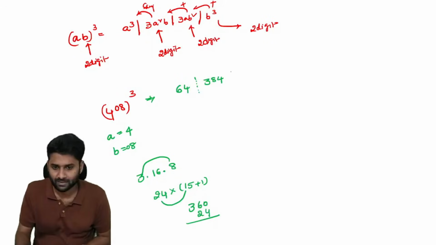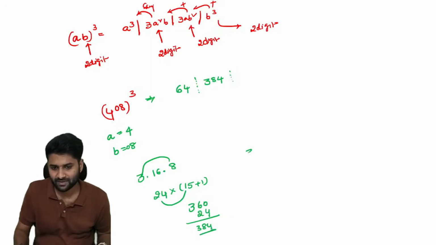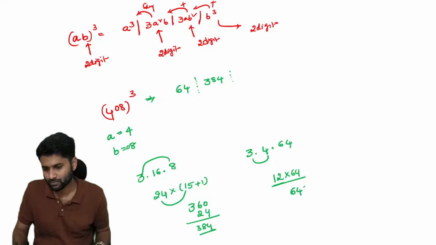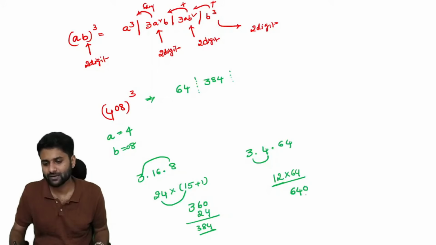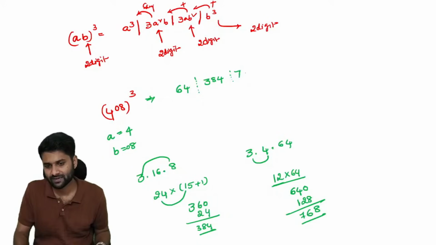384. Now the next step here, see, 3ab square, 3 into 4 into b square, 8 square is 64. Now 4 into 3 is 12. So you can split 12 into 10 plus 2. 64 into 10 is 640. 64 into 2 is 128. Then the total value is 768. Finally, 8 cube. So what is the 8 cube value?